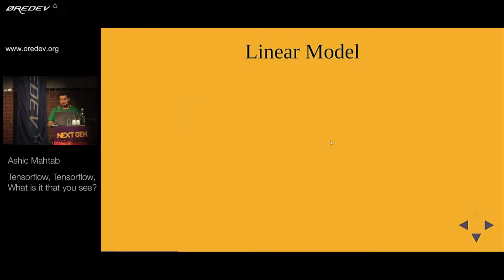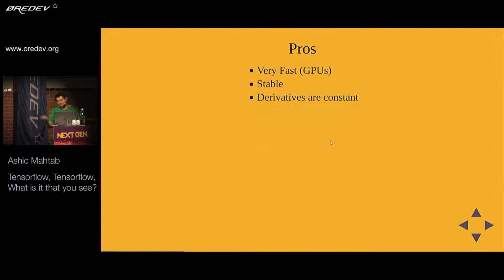Now, an issue with this, well, let's go through pros first. The pros of linear models is that they are extremely simple. You have 2 matrices that you're multiplying and adding another matrix. The bias is a single column matrix. W times X, W is a matrix, X is a matrix.